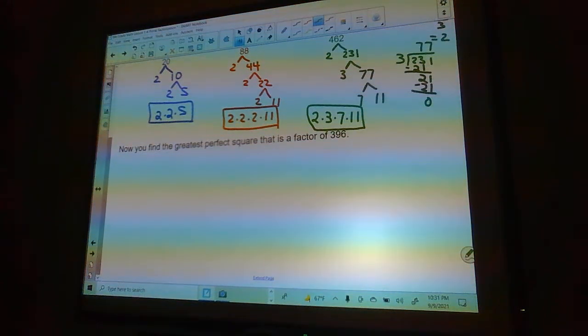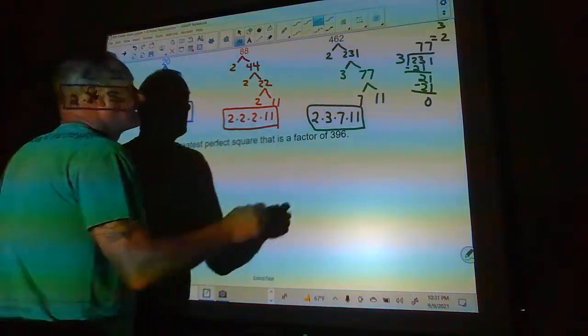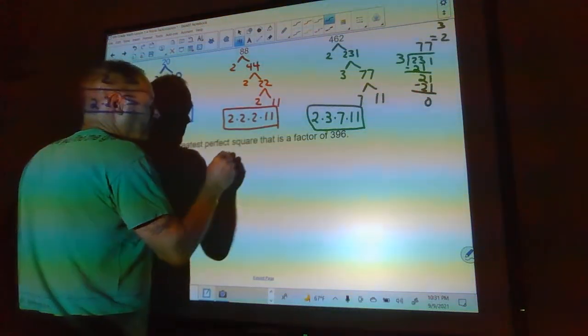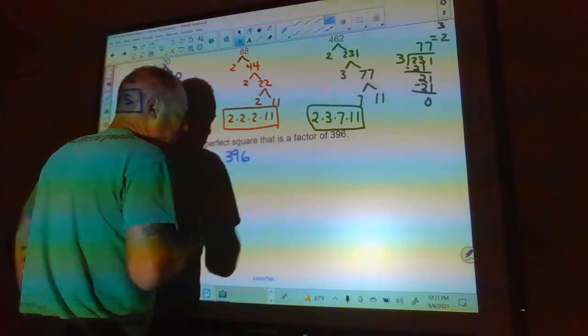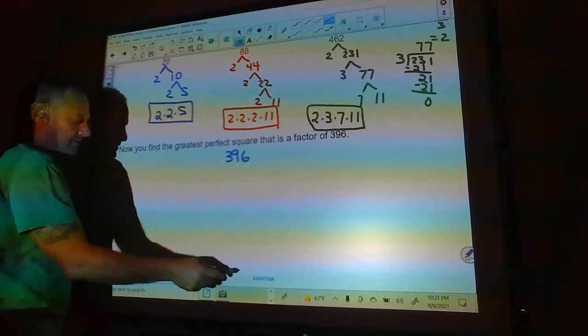Okay. Find the greatest perfect square that is a factor of 396. Okay, so what we're going to do is start out with 396 and do a prime factorization on this.